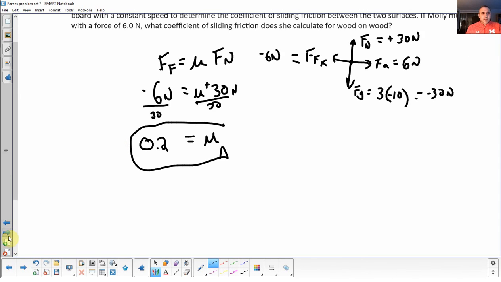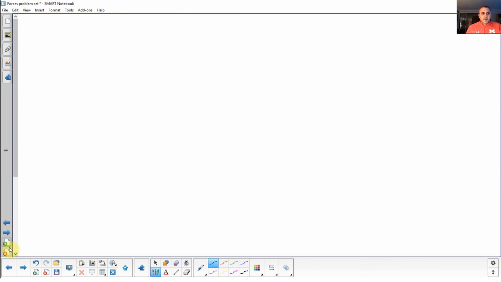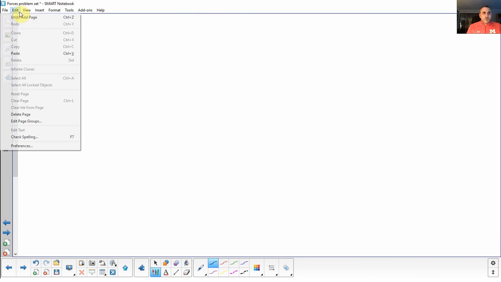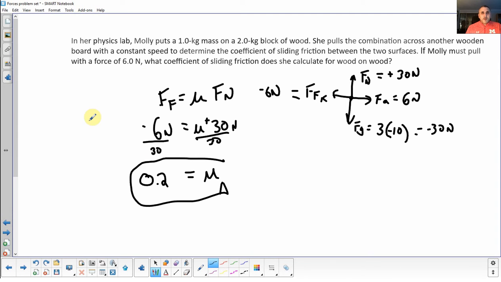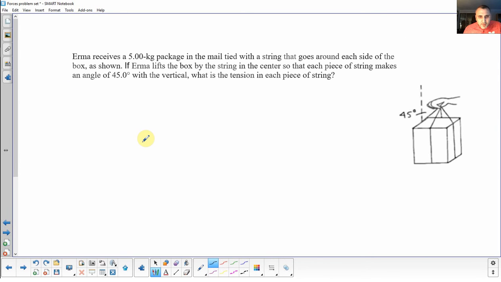Okay? So then we move, undo, add page. Don't want a new page. Alright, so I hope that helped. Going on, we are skipping number 8 and moving directly to number 9.